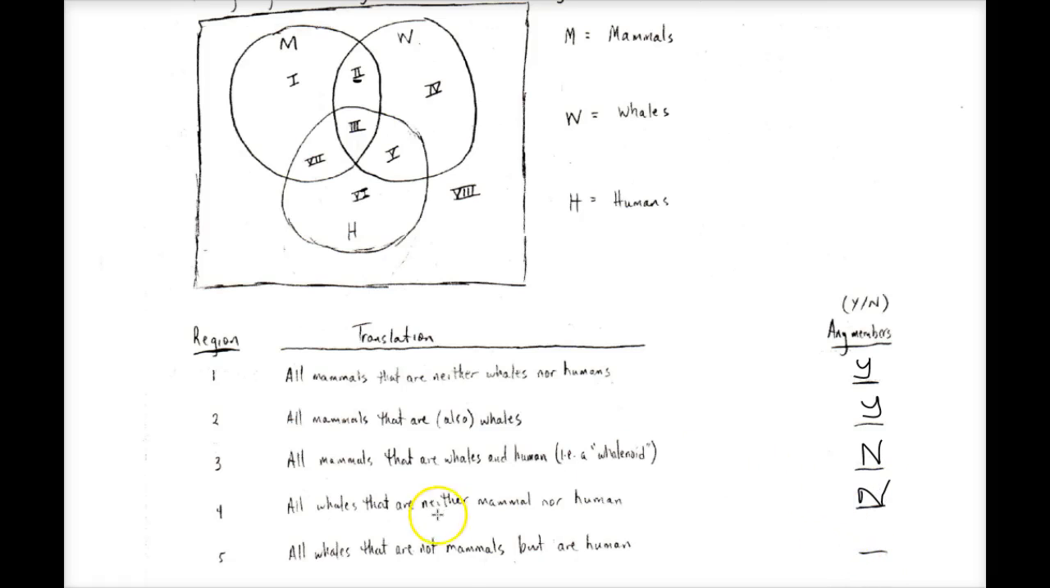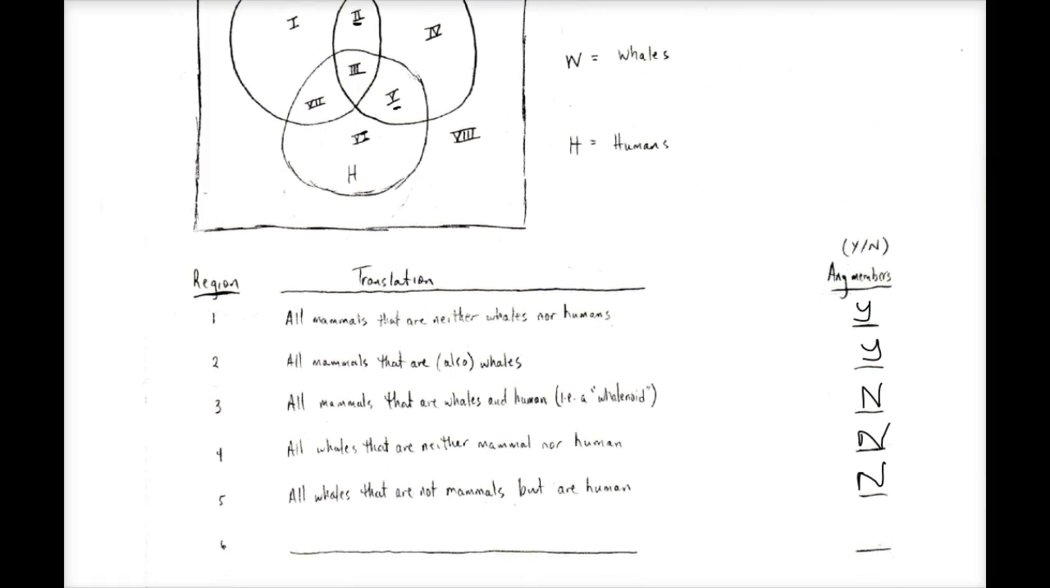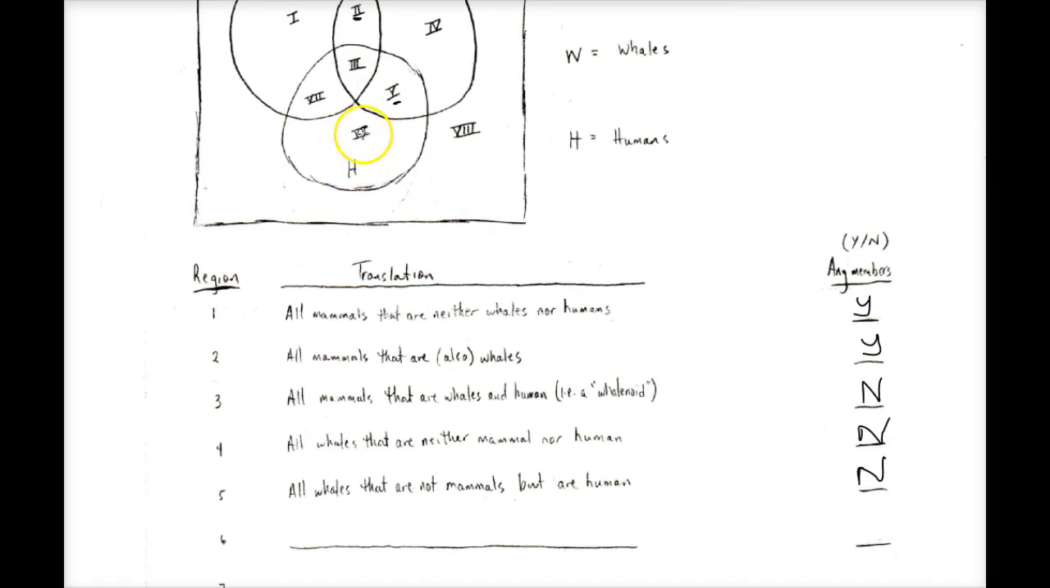All whales that are not mammals but are human, that would be what region 5 is, and that's what this represents here. If you know of a whale that's not a mammal but just so happens to be human, please let me know, because I don't know any. So because of that, we know that there won't be any members in this set either. Moving on to region 6. Region 6 is right here.